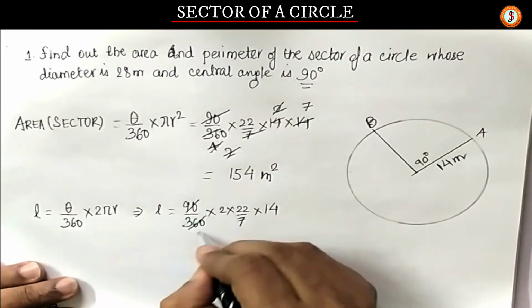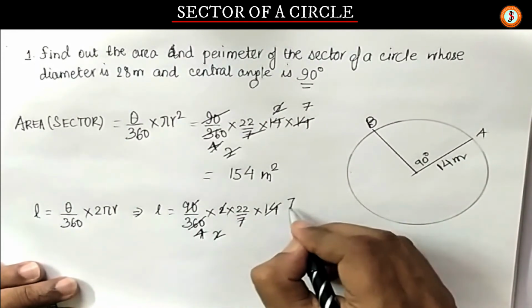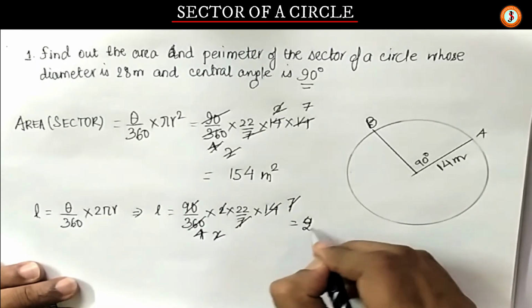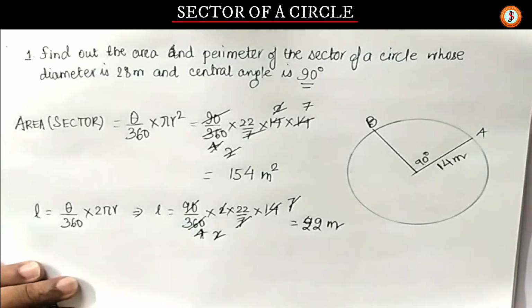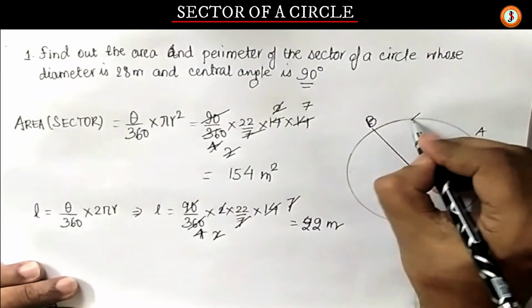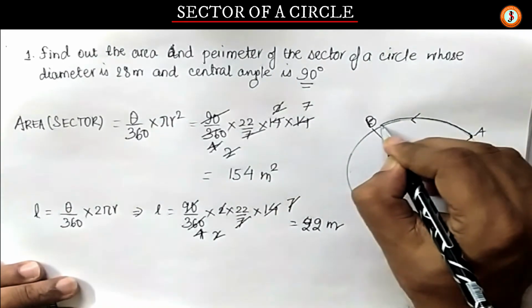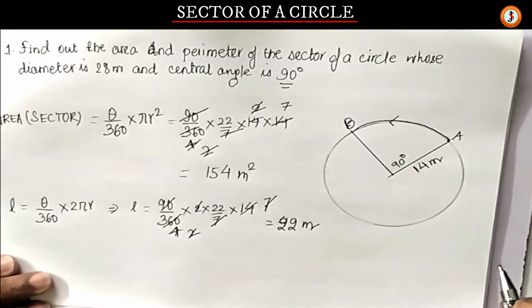So this is 4 times, this is 2 times, this is 7 times, and this cross aside. So we get 22 meters, isn't it? We get 22 meters. So the length of the arc, that means the distance here to here, is 22.